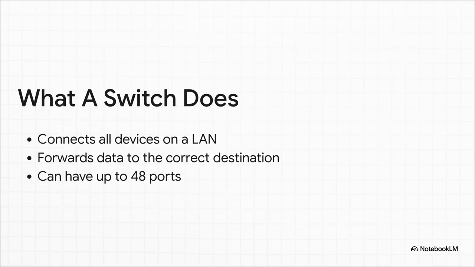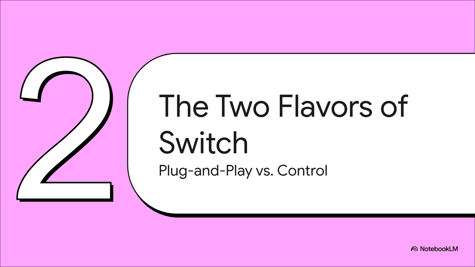So its main job is to connect everything on your local area network, your LAN. That's all your computers, your printers, your game consoles, all in one place. It intelligently sends packets of data only to the device that's actually supposed to get it. And that right there is what makes it so much smarter than, say, an old school hub, which would just shout that data out to every single device plugged into it. Way more efficient.